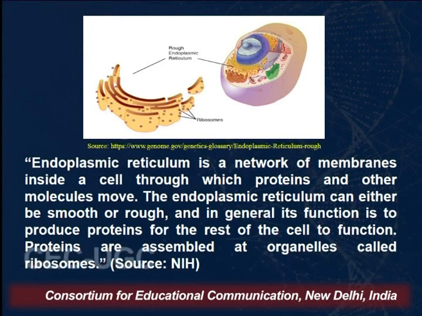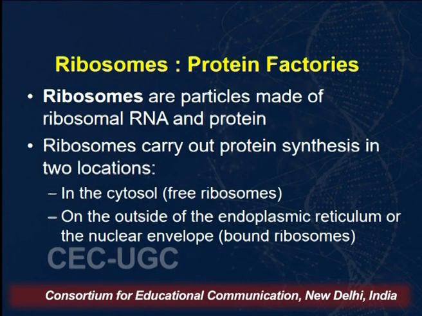One is called the smooth, the other is called the rough endoplasmic reticulum, depending upon the production of protein. So if there is an attachment of ribosomes to the endoplasmic reticulum, they are called rough, because they give a representation of roughness on the smooth surface of the endoplasmic reticulum. If they are absent, then it is called the smooth endoplasmic reticulum.